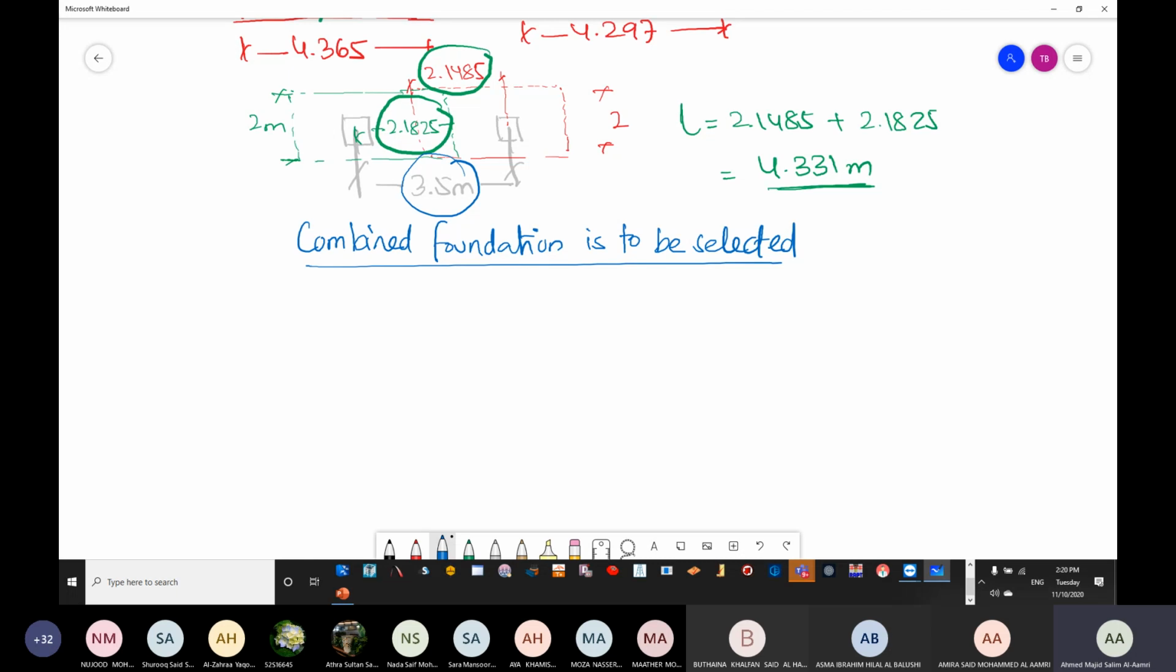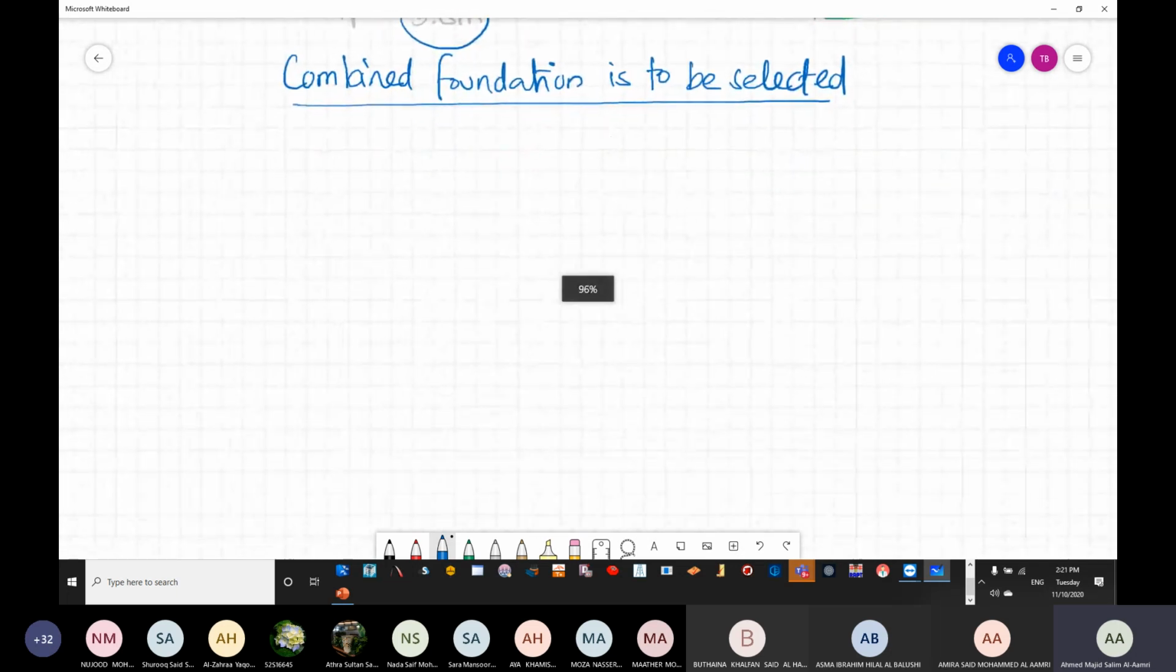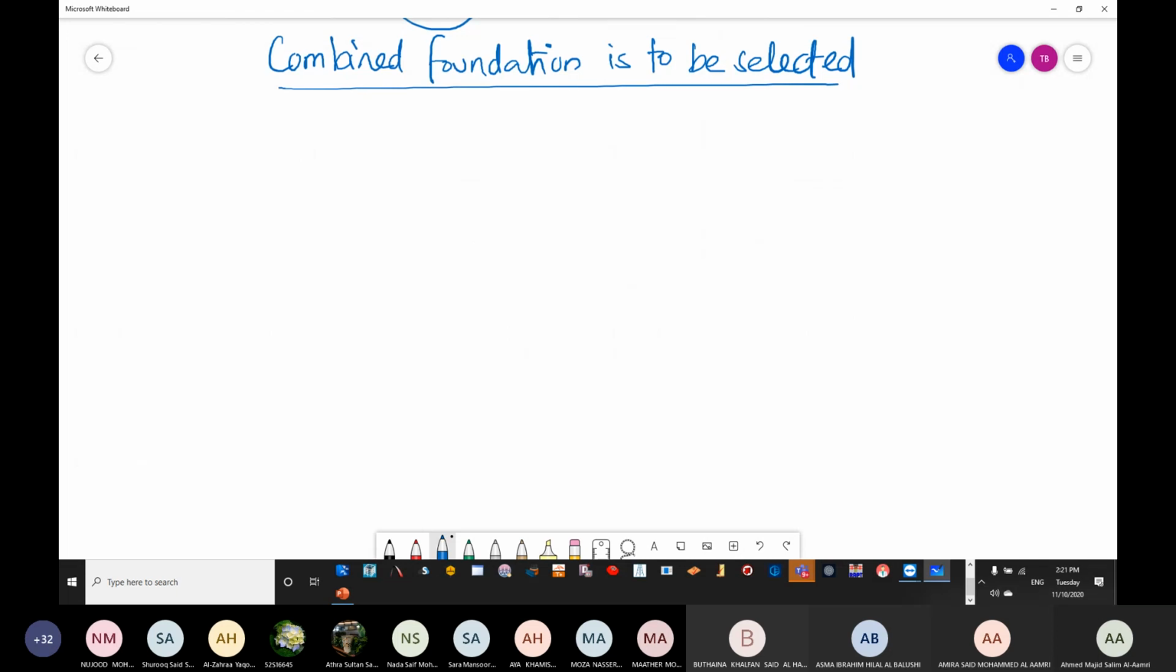Okay. So we have finished the first part, which is selecting the correct type of foundation. The next step is to find the area of the combined foundation. Now, whatever we have done till now is finding the area for an isolated. Now we need the area of the combined foundation. Let's see.